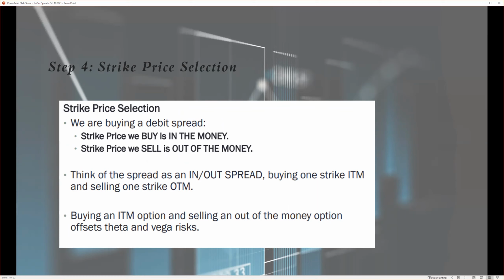So if we're buying a call, the call that we're buying has to be in the money, and the call that we're selling has to be out of the money. If we're buying a put, the put that we're buying has to be in the money, and the one that we're selling has to be out of the money, right? In the call it is going to be down, and in the put it is going to be up. And that is what is called an in-out spread. One in, one out.